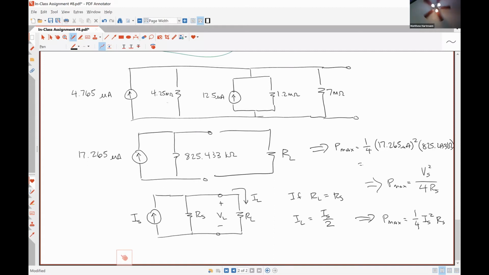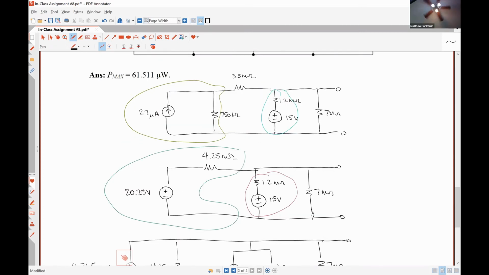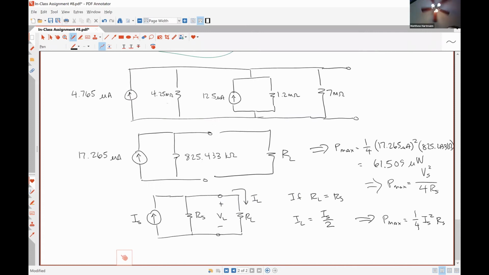Sorry. 61.509 microwatts. Let's check. Yep, so a little bit of rounding error for me not storing values in my calculator, but we're within less than 1%, so it sounds good to me.